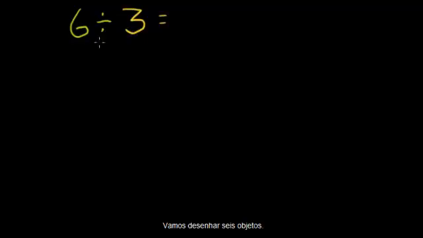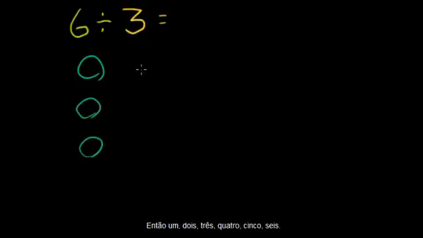Let's just draw 6 objects. They can be anything. Let's say I have six bell peppers. I won't take too much trouble to draw them. Well, that's not what a bell pepper looks like, but you get the idea. So 1, 2, 3, 4, 5, 6.